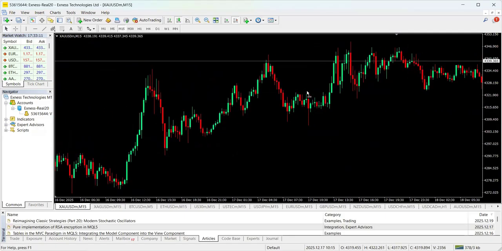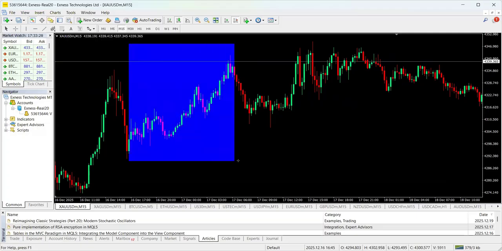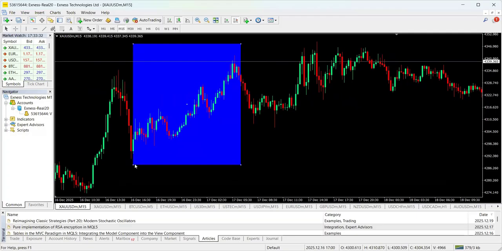Let's see if we find an opportunity. Now let's look at this, because this is a good case study to tell you when not to be in the market. Now look at this. If you look here, this was a clear uptrend, right? So if you look here, it went up, came down, went up, came down, went up, right?